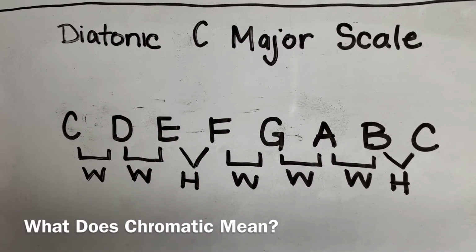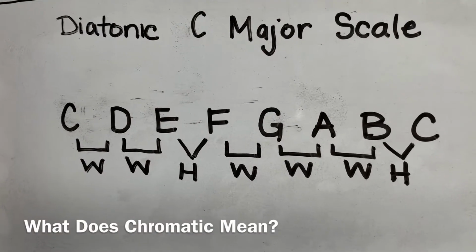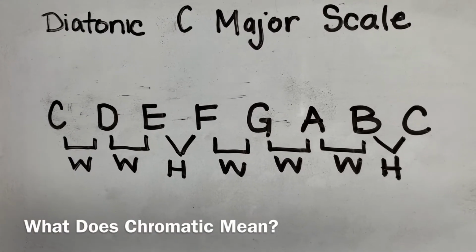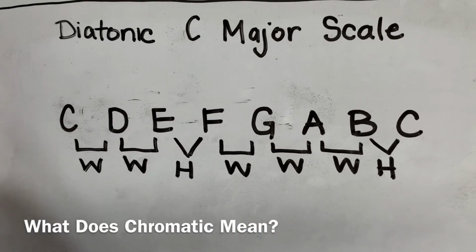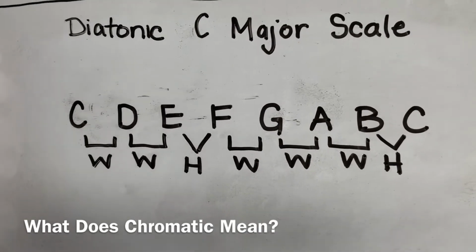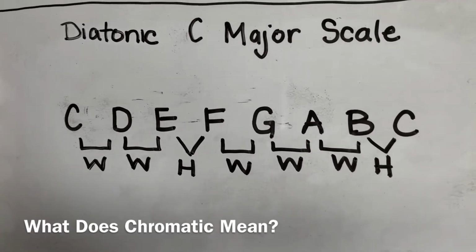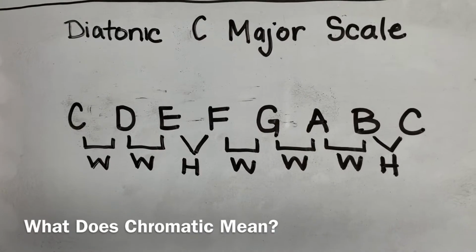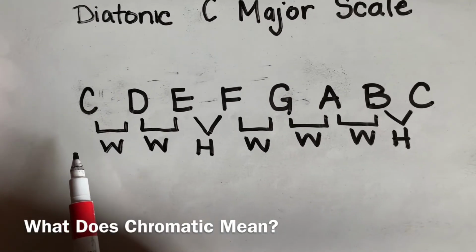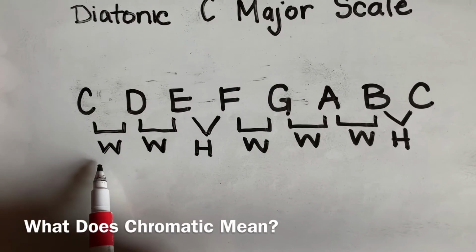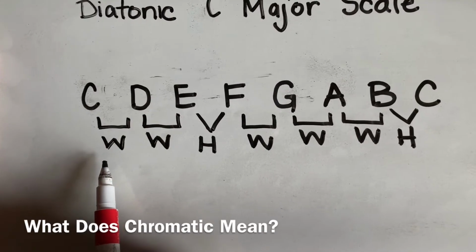Looking at the diatonic C major scale, diatonic referring to every key that is a part of a scale that you've learned. So the C major scale, we know it goes C, D, E, F, G, A, B, C. And if we look at that further, we can break it down by steps. We know there is a whole step between C and D, which means we're skipping over something. We're skipping over C sharp here.